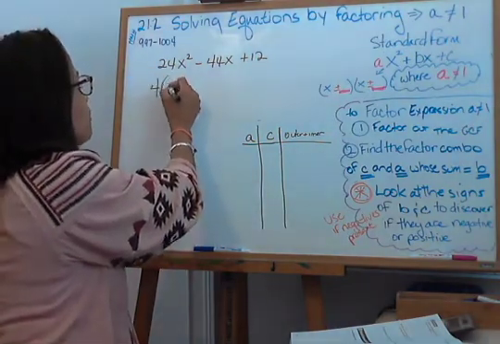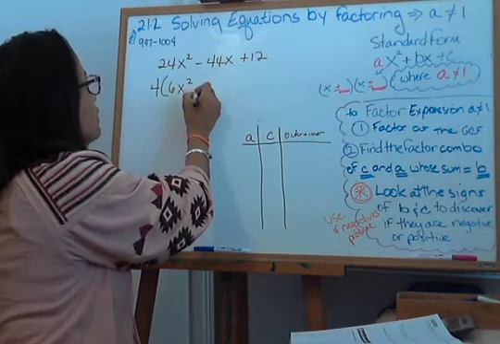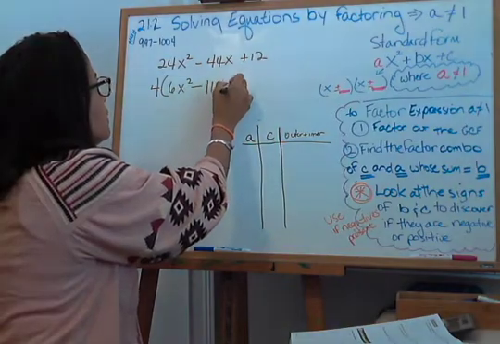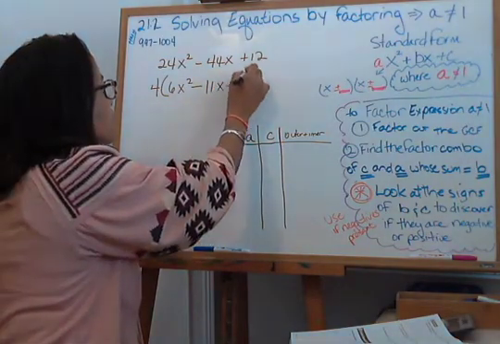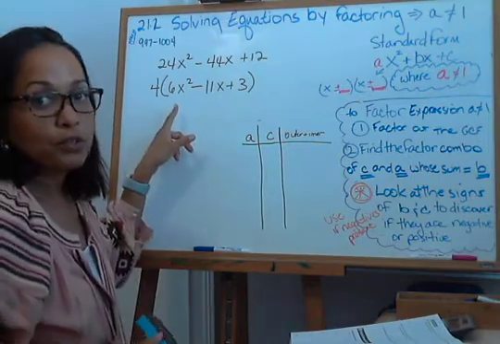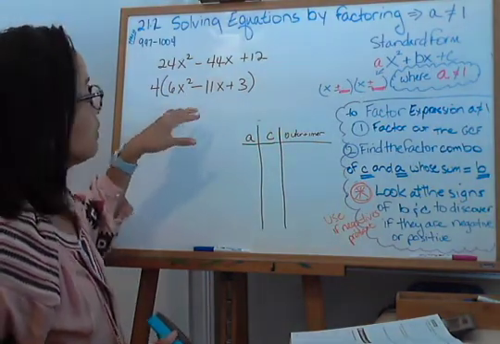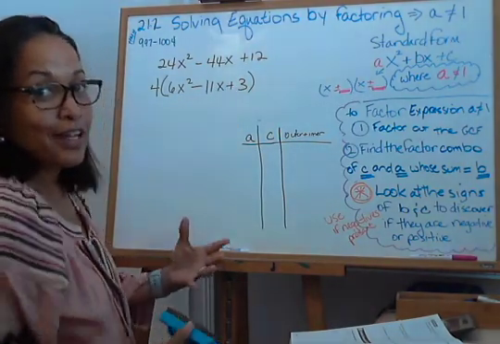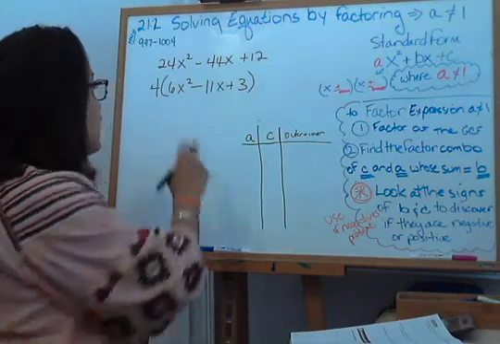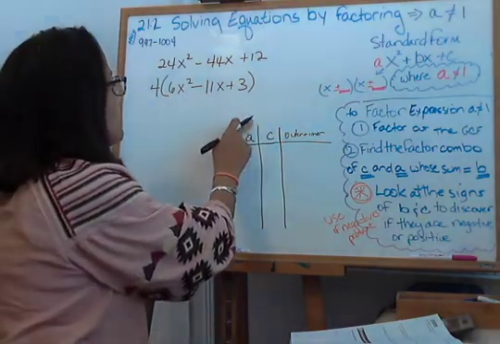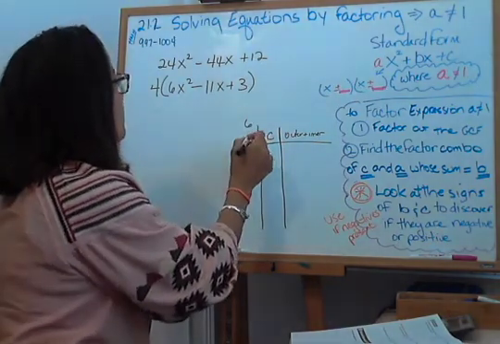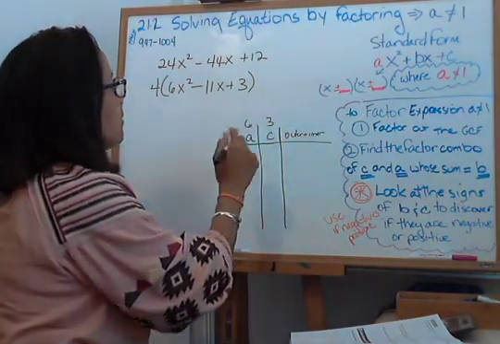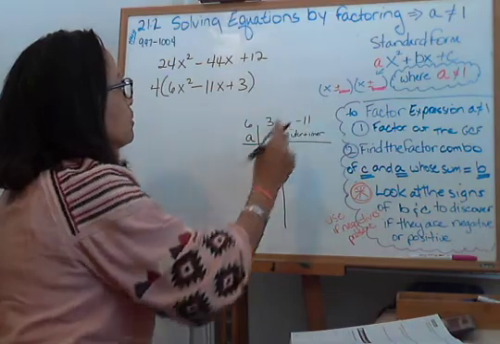So 24 divided by 4 is going to give me 6x squared. 44 divided by 4, 11x. And 12 divided by 4 gives me 3. So now I have a trinomial that is easier to factor because 11 and 3 are prime numbers, so there are not that many factors I have to figure out that work. So A is 6, so I need the factors of 6. And C is 3, they're both positive, but B is not positive. B is negative 11. So what does that tell me?